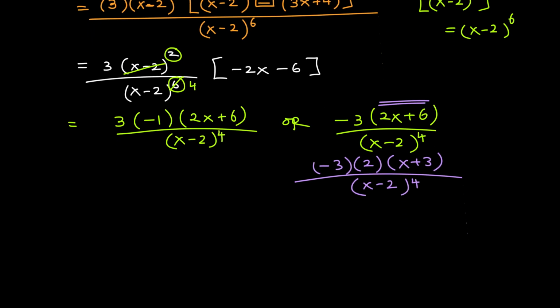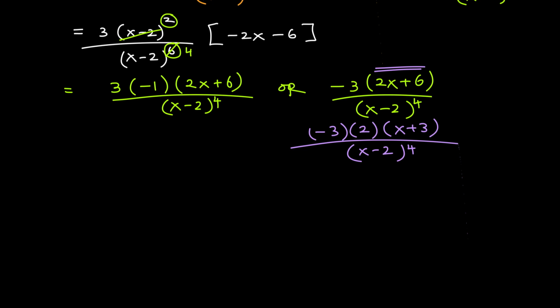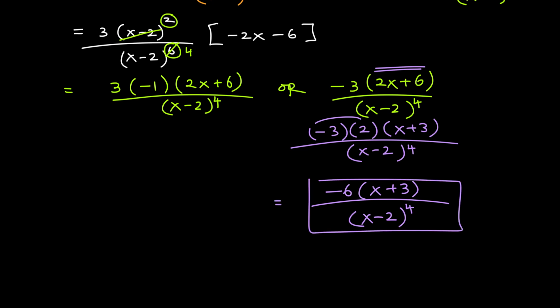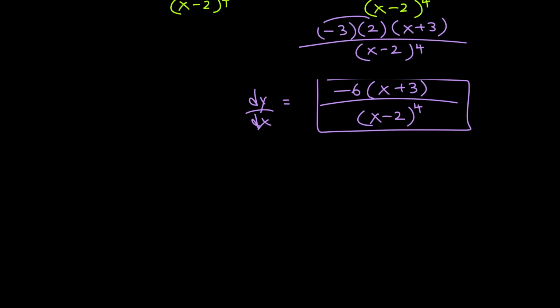And naturally we can multiply out: −6 is the product of −3 and 2. (x + 3) divided by (x − 2) raised to the power of 4. That is the expression for dy/dx. Let's do one more example. Something like y equals (3 + 4x) divided by the square root of (1 + 2x).